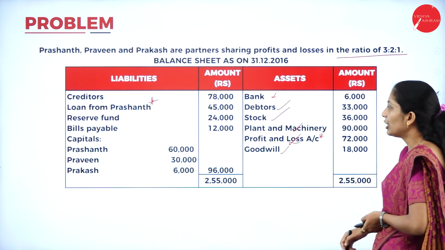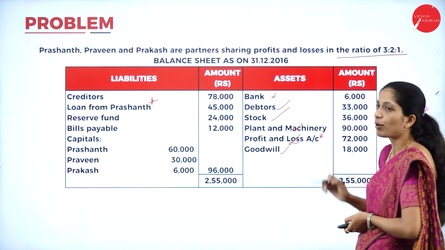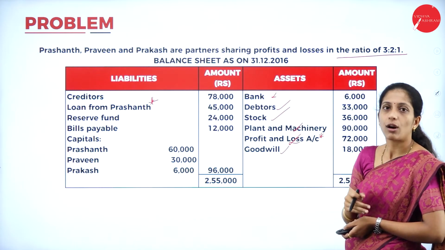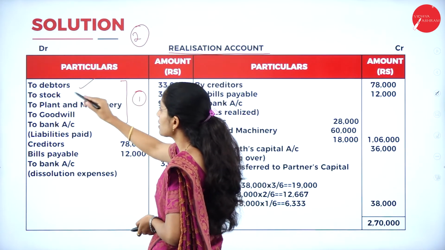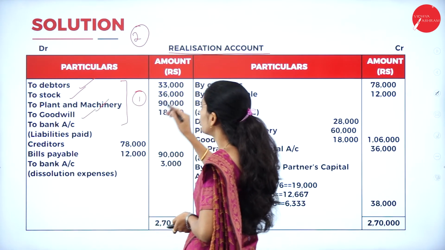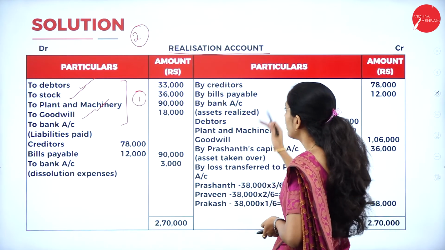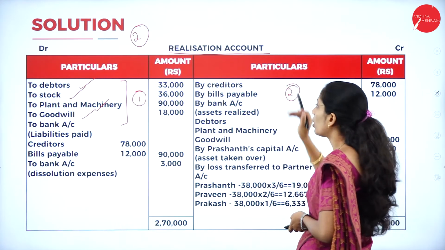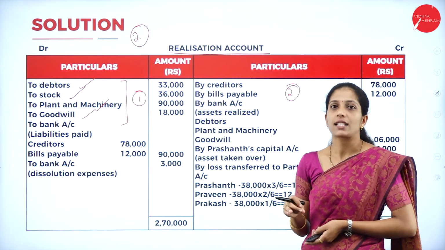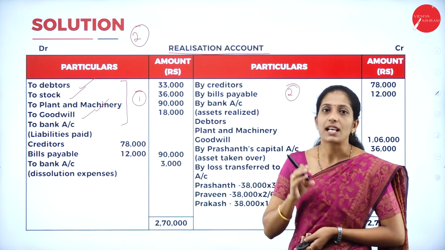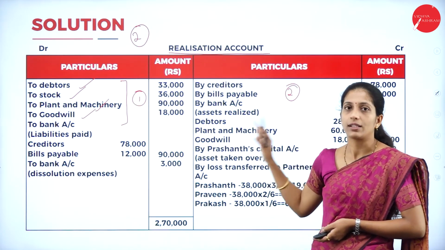We have to take the goodwill. So take all the assets except cash or bank and profit and loss account. So we have to take all the assets together. So this is your first step. Debtors, stock, plant and machinery and goodwill, that is in the debit side of realization account. Next, your second step is that take all the liabilities except reserve fund, profit and loss account, partners loan as well as partners capital. Except these 5 items, we have to take all the liabilities.